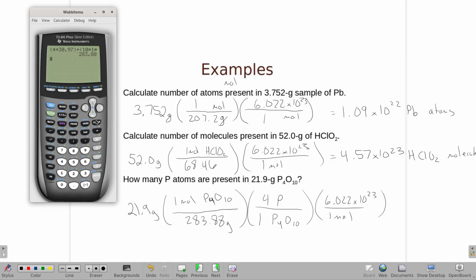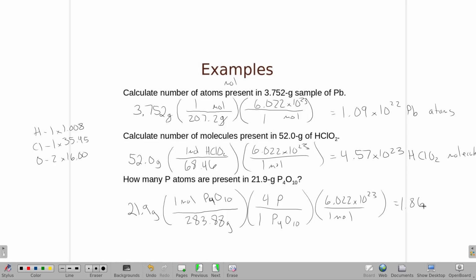Let's see how big of a number this is. So 21.9 divided by 283.88 times 4 times 6.022 times 10 to the 23rd. Get 1.86 times 10 to the 23rd phosphorus atoms.